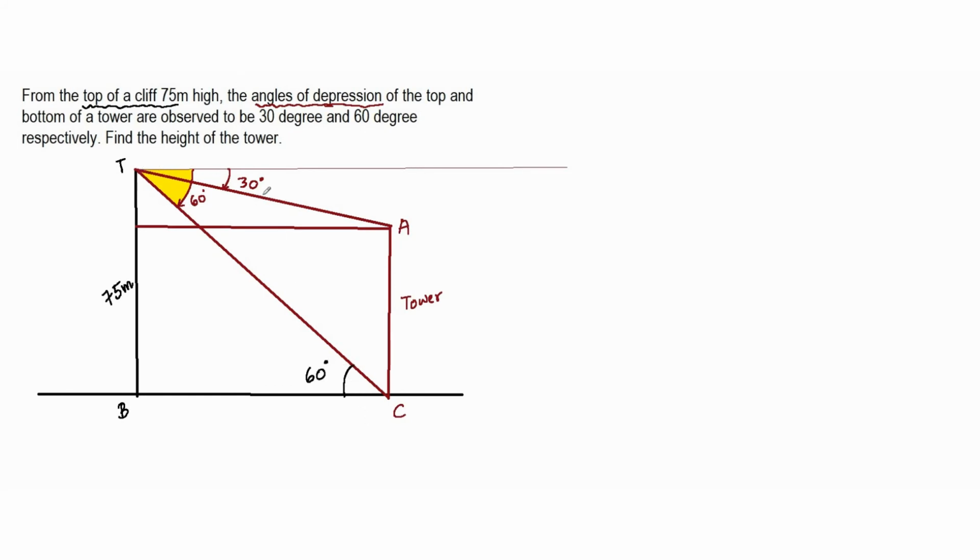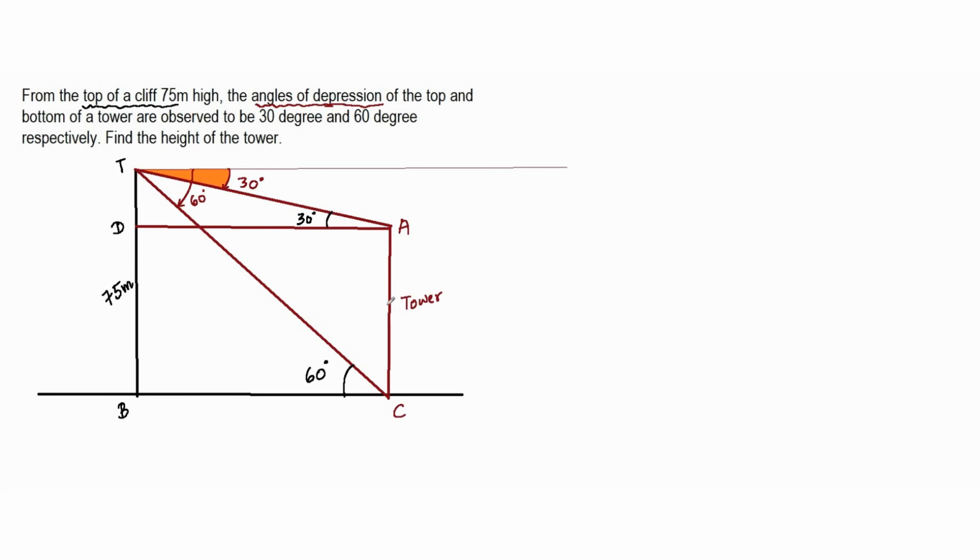At the same time, TA is also a transversal and AD is parallel to the normal line of sight. That means if this angle is 30 degrees, this angle is 30, and therefore I can say that angle DAT is equal to 30 degrees.